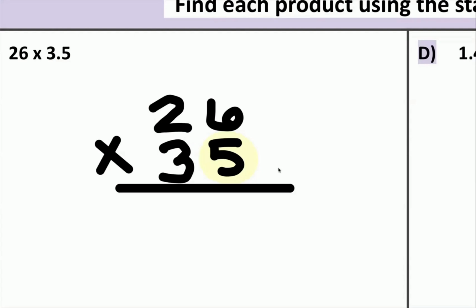So I'm going to start with 5 times 6. 5 times 6 is 30. I'll put my 0 here and I'll carry the 3. Okay, so I did this number. Now I'll do 5 times 2, which is 10, plus 3 is 13.